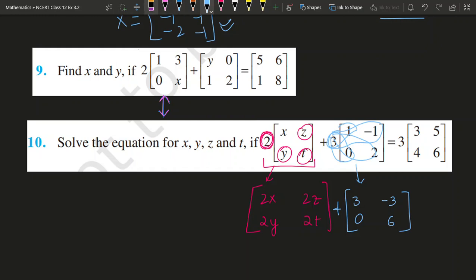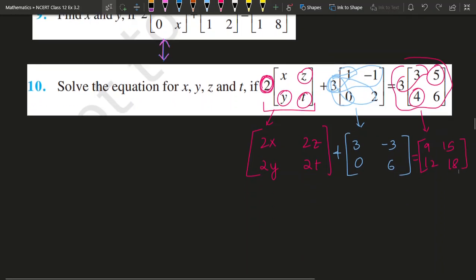And then you add them, but even before doing that, let's reduce the right hand side. In this case, you are multiplying 3 with all the elements right here. So 3 times 3 is 9, 3 times 5 is 15, 3 times 4 is 12, and 3 times 6 is 18. Now you add the two matrices on the left hand side, and you have to get the matrix on the right hand side.